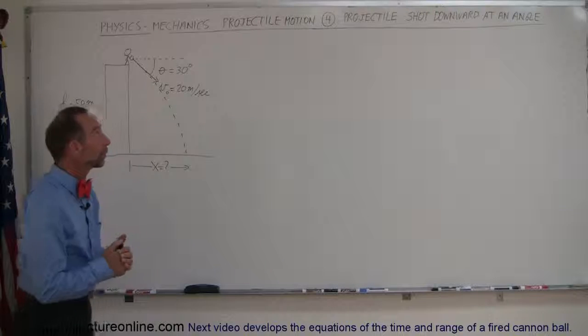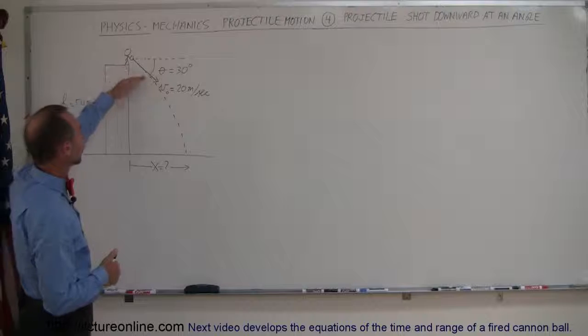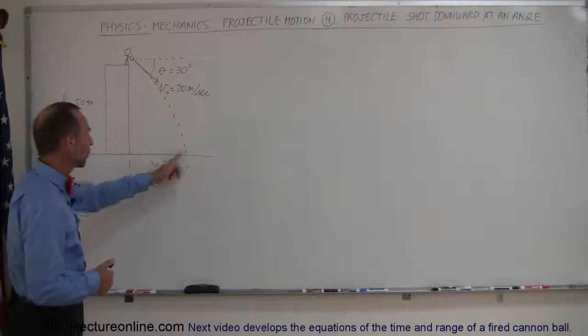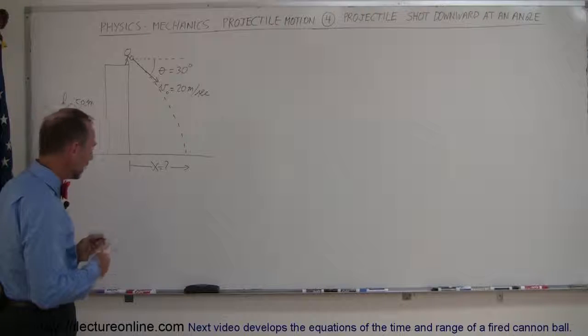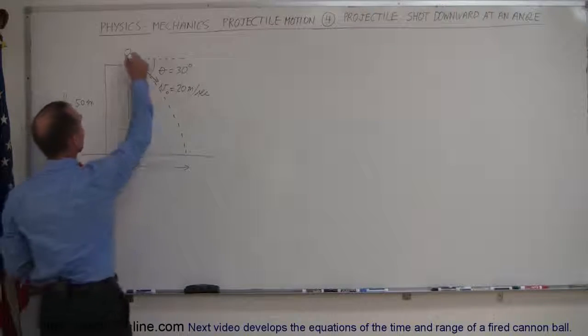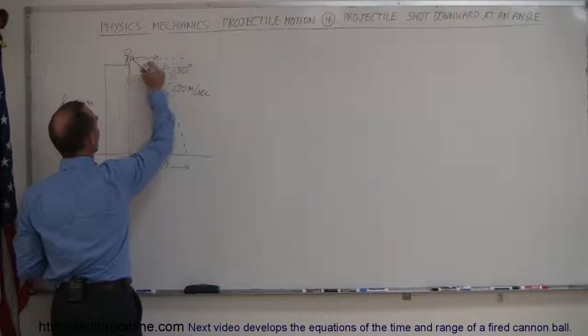In our next example, we're going to throw the object downward at an angle below the horizontal from a height of 50 meters. Again, the question is how far will it go before it hits the ground? And again, before you start the problem, you really should find the x and y components of your velocity. So there's the x component, there's the y component.